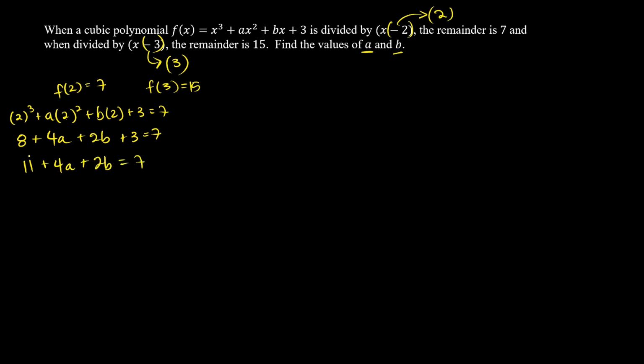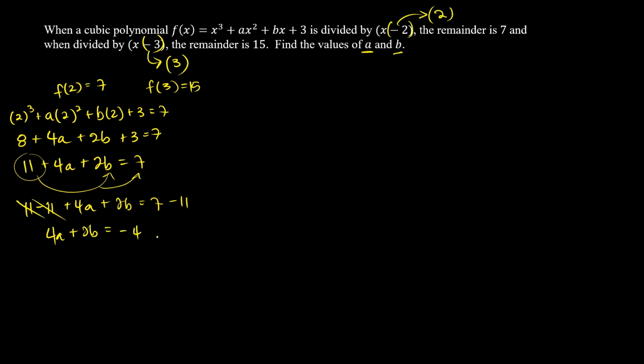And of course, to get this 11 on this side of the equation, over here, we'll have to subtract 11 from both sides. So 11 minus 11 plus 4A plus 2B is equal to 7 minus 11. So 4A plus 2B is equal to negative 4. All right.